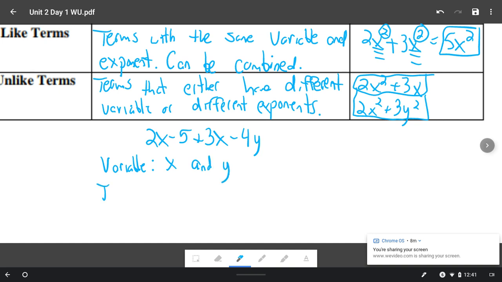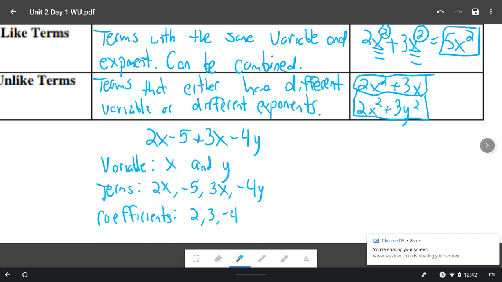The terms in this expression are my pieces separated by plus or minus signs. So I have a 2x as a term. I have a negative 5 as a term. I have a positive 3x as a term and a negative 4y. So that covers that vocabulary term. My coefficients are always going to be the numbers that are in front of a variable. So I have a 2, a 3, and a negative 4 as my coefficients because those are all the numbers that are in front of the x and the y that I see.